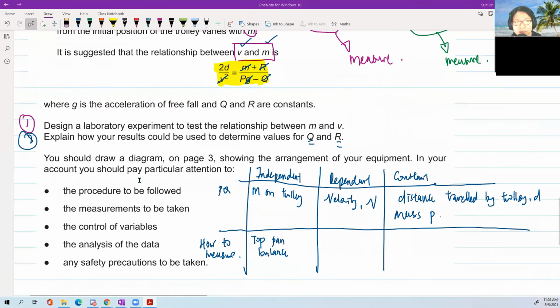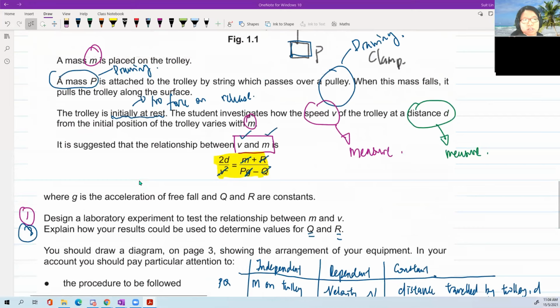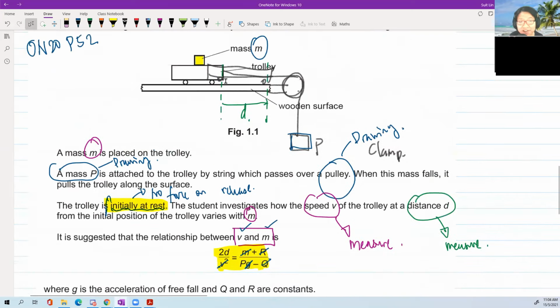Miss, how do you know the trolley is accelerating? Dude, the trolley is initially at rest. So the trolley is initially at rest. It means that the trolley has to be accelerating. Otherwise, it won't move and you won't have an experiment.